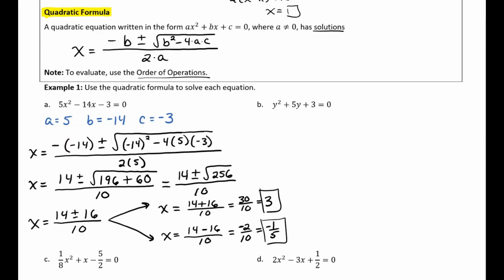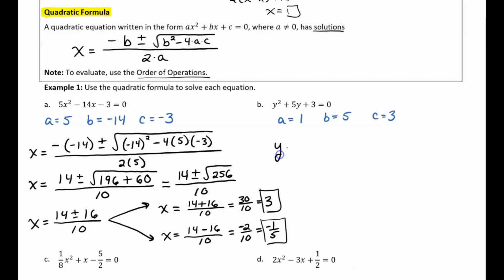We still need our a, our b, and our c. So our a value here is 1. There's a 1 in front of that y squared. So 1, a nice positive 1 is our a. Our b value is a positive 5, and our c value is a positive 3.